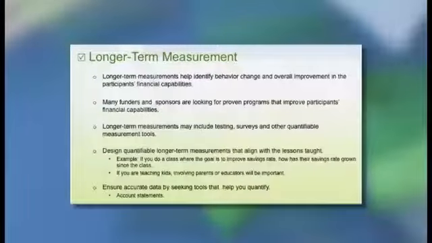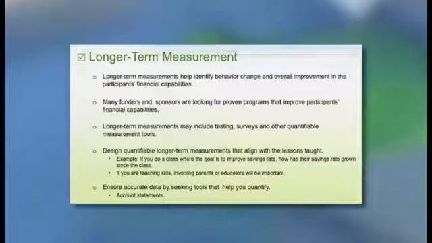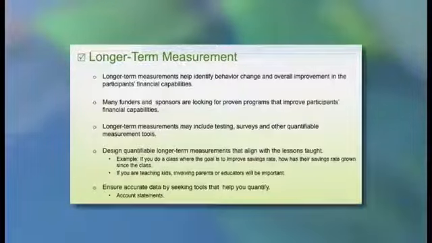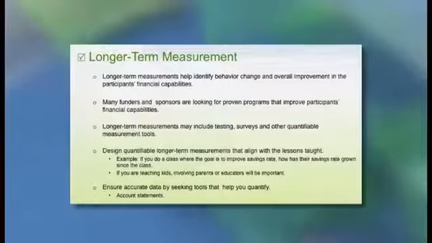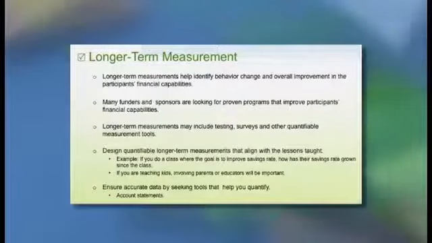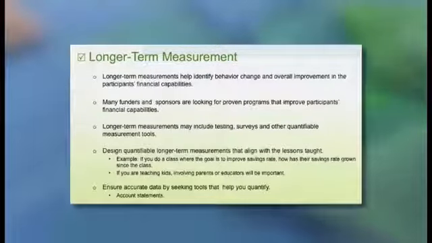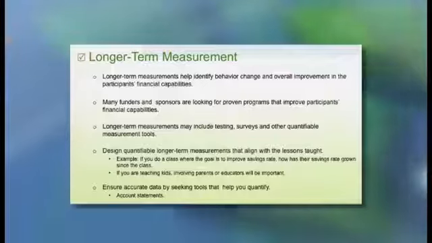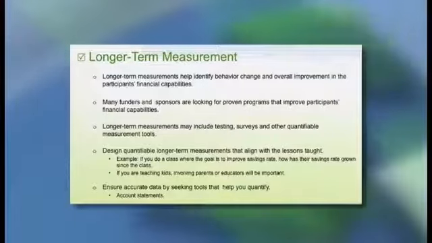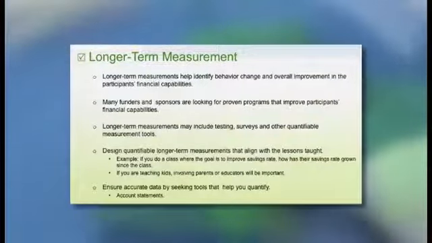Longer-term measurements demonstrate, one, improvement of their financial capabilities. Are they more capable now than when they entered your class? How they begin to take in some of the information you shared and incorporate that into their lives so they're actually utilizing that information on a regular basis and seeing improvement over time. Longer-term measurements can include testing and surveys.